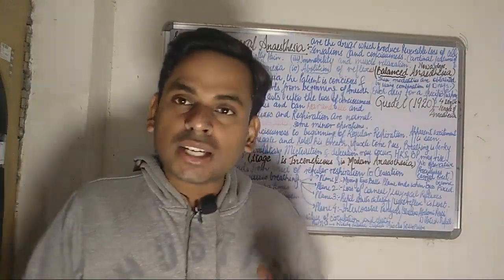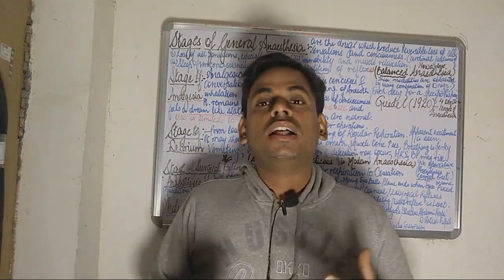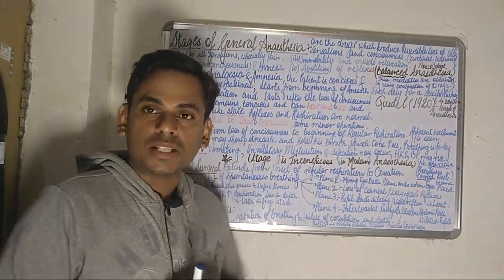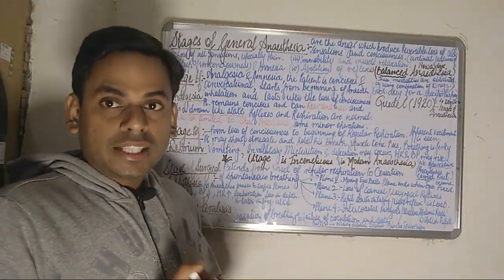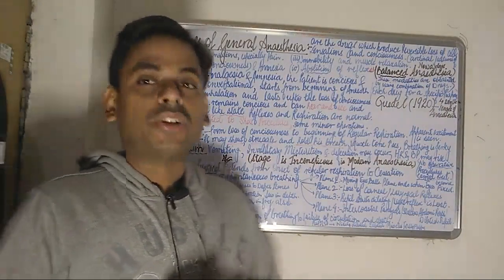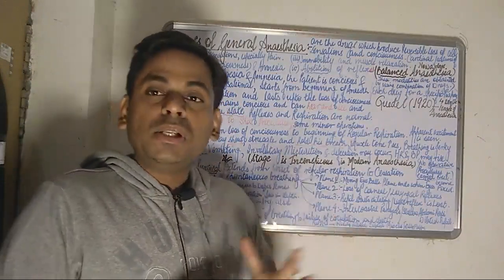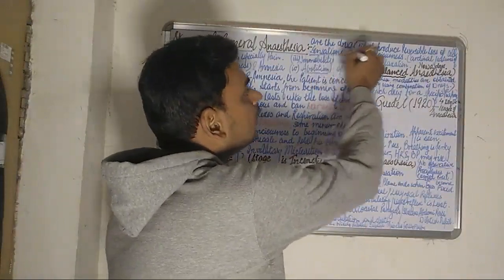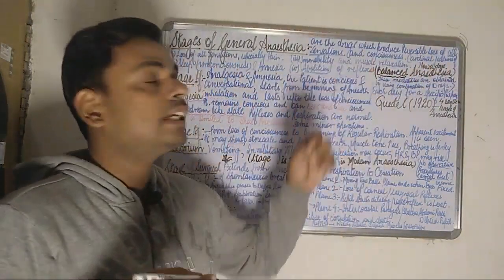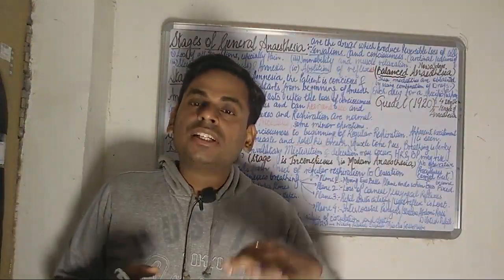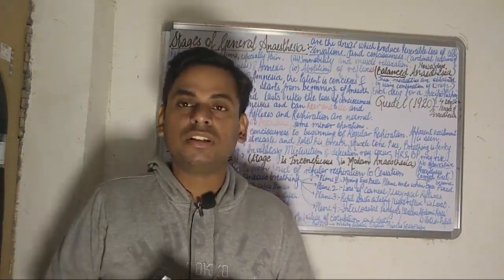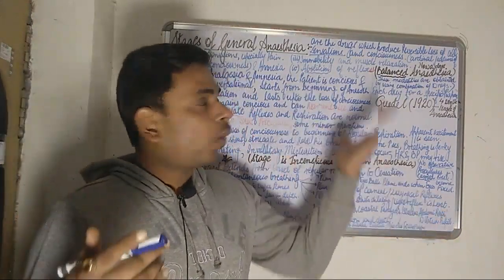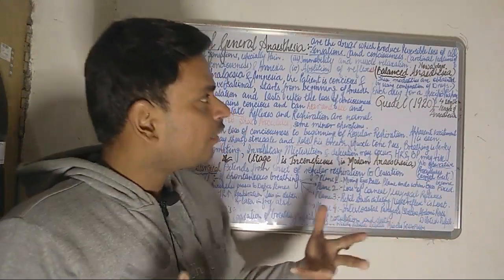So before getting into the detailed discussion about the stages of general anesthesia, just a one-line definition: general anesthetics are the drugs which produce reversible loss of all sensations and consciousness. That is, it is a reversible loss of all sensations and consciousness. So after the general anesthetic has been given, for a short duration of time, the patient loses sensations and consciousness, and then retrieves them back.